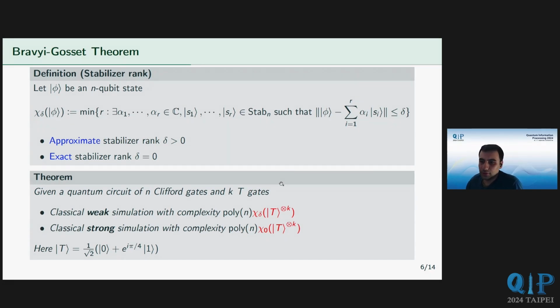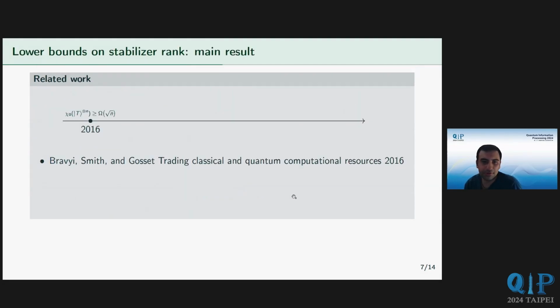If you believe that quantum computers have more power than classical computers, this shouldn't be a small number. This shouldn't be polynomial in k, but proving it would be difficult. Now I'm going to review the previous results that exist on this stabilizer rank.